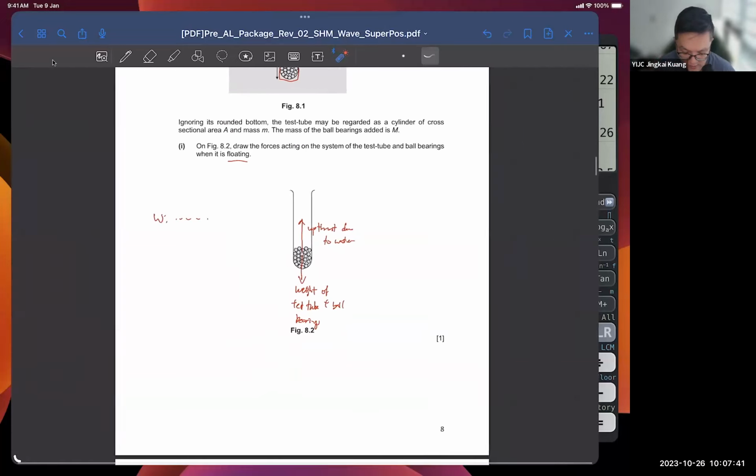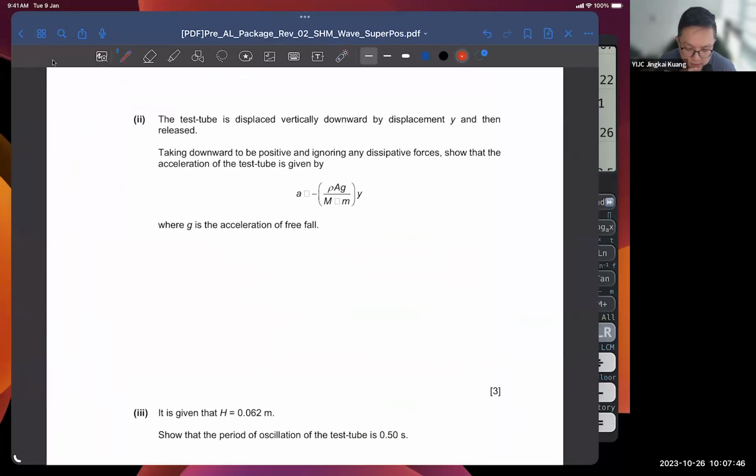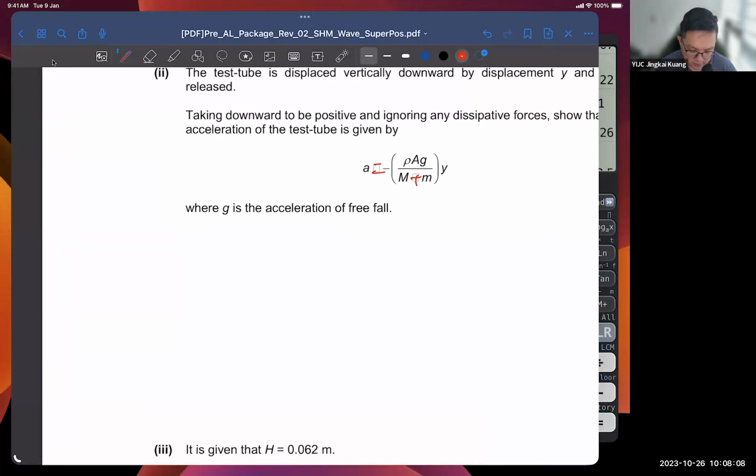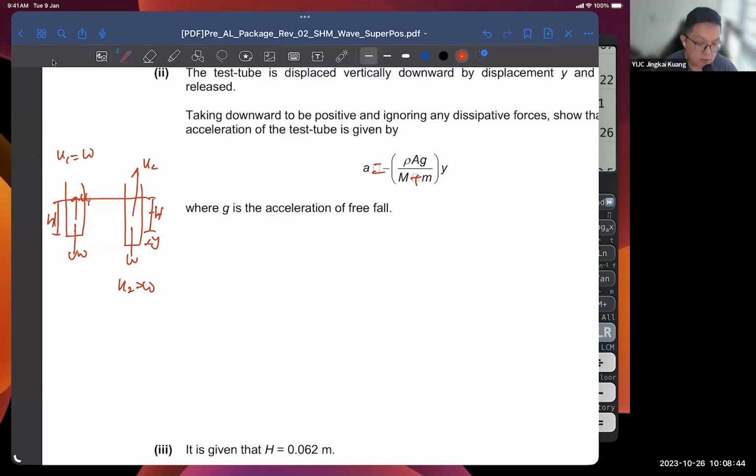Next, calculation. The test tube is displaced vertically downwards by displacement y and then released. Taking downward to be positive and ignoring any dissipative forces, show that the SHM is given by a equals to this equation here, and this is a plus sign, I think. Once I push it down, let's draw this diagram. At first it's floating at this height, so you have W and U1, where U1 equals W when this height is H. You push it further down; the tube got longer, but you get the idea. This is H, this is y. Now you have U2 and W. First case, U2 has to be larger than W, so you have an upward force.